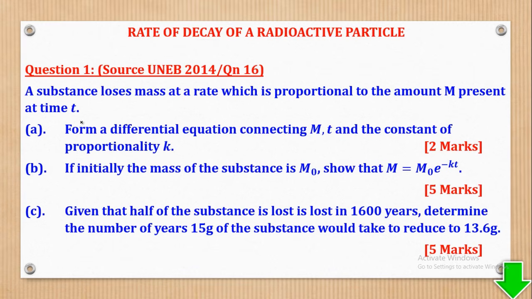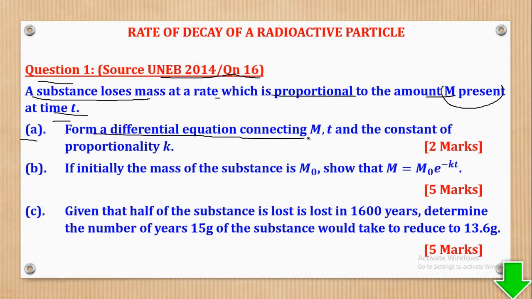So we shall go straight to the question. Question 1 came from UNEB 2014, paper 1, question 16, and says a substance loses mass at a rate which is proportional to the amount m present at time t. Note that m is the amount present at time t. Part A, form a differential equation connecting m, t, and the constant of proportionality k.